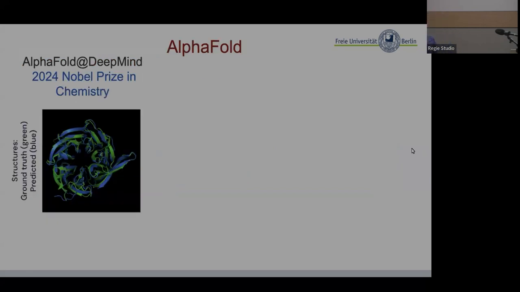So before I start, I want to address the elephant in the room. When we talk about machine learning in biology, everybody thinks about AlphaFold, Nobel Prize in Chemistry 2024, and the big splash in the news that now you can predict structures from sequences in proteins. And that's great. That's a wonderful tool. We use it too. What we want to do is slightly different.